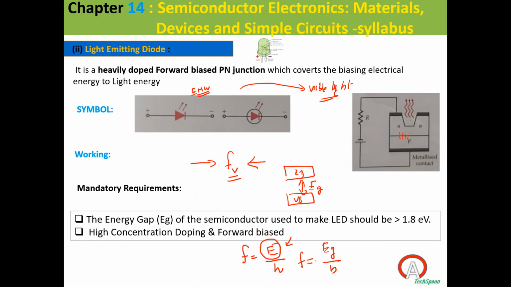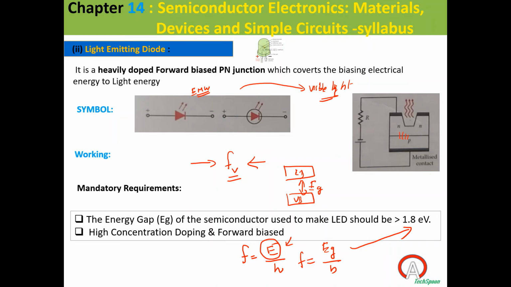The frequency depends, in this case, on the energy gap of the semiconductor used. So that energy gap should be greater than 1.8 electron volt. For what? To get the frequency of the emitted light or radiation within the visible spectrum. Clear? Yes, sir. Clear, right?